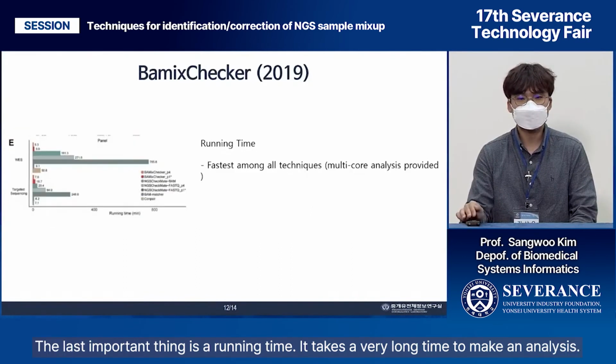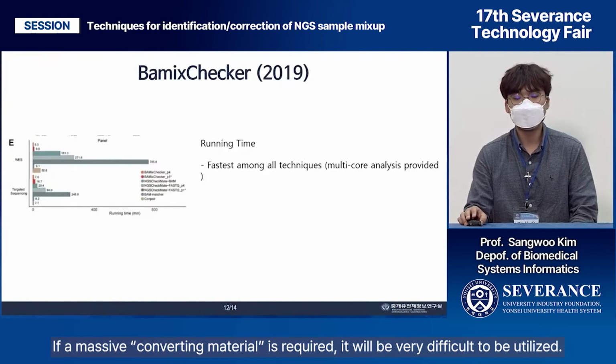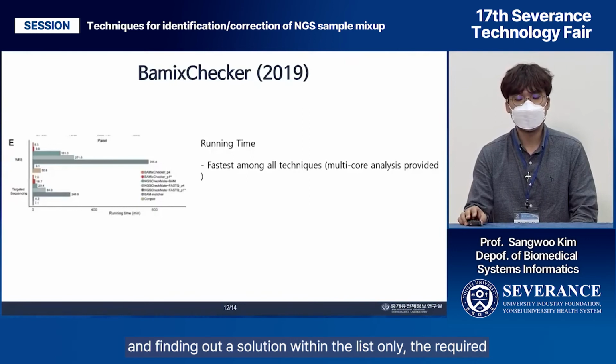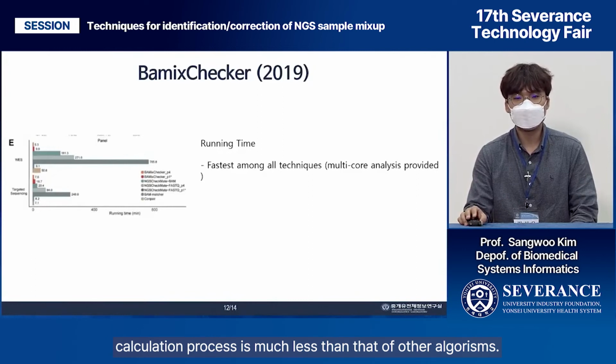The last important thing is the running time. It takes a very long time to make an analysis. If massive computation is required, it will be very difficult to use. When we were developing the method, we selected an ideal list and found a solution within the list only. The required calculation is much less than that of other algorithms.